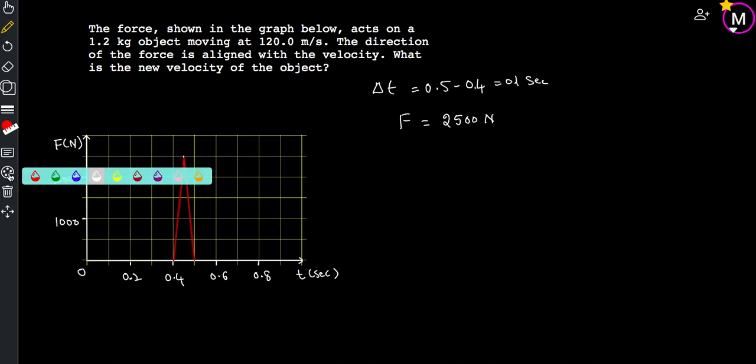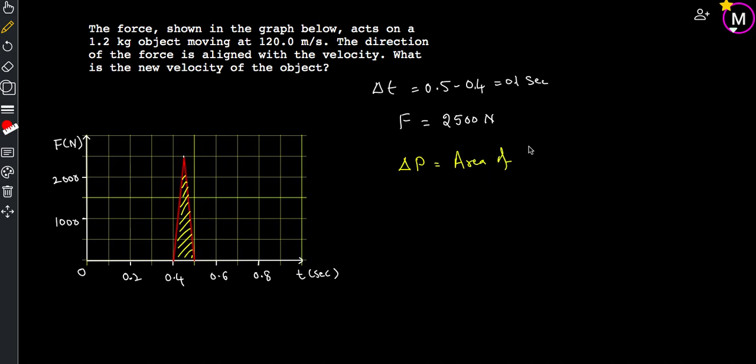Okay, now let us find out the velocity. The area under this curve in an F-t graph gives the change in momentum. So let us find out the change in momentum first. So change in momentum delta P is equal to the area of the triangle. So this is equal to half times delta T times F.